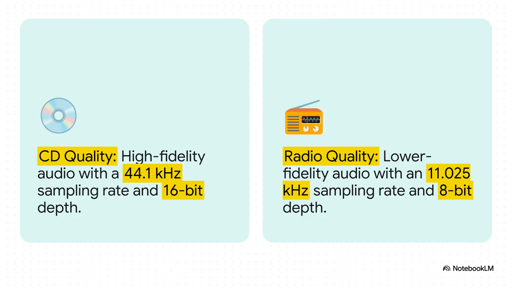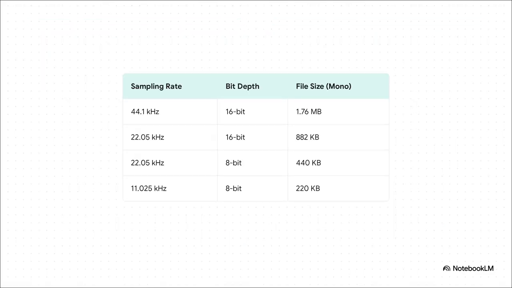Now compare that to something like, say, old school radio quality. You're looking at a much, much lower sampling rate and only half the bit depth. And believe me, you can absolutely hear the difference between the two. And this is where that quality versus size trade-off really hits home. Just look at this. For only 10 seconds of audio, CD quality takes up 1.76 megabytes. Now watch what happens. If you cut the sampling rate in half, boom, the file size gets cut in half. Then if you cut the bit depth in half, boom, it gets cut in half again.